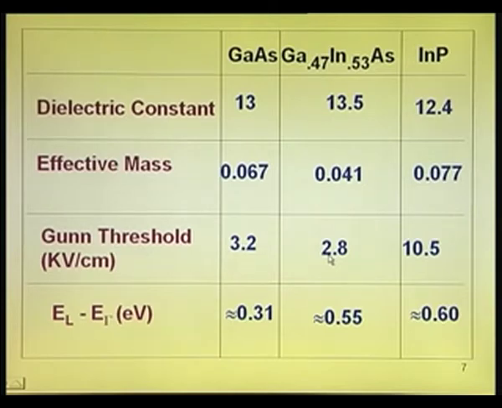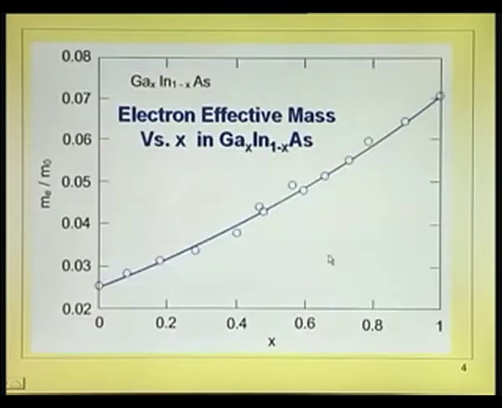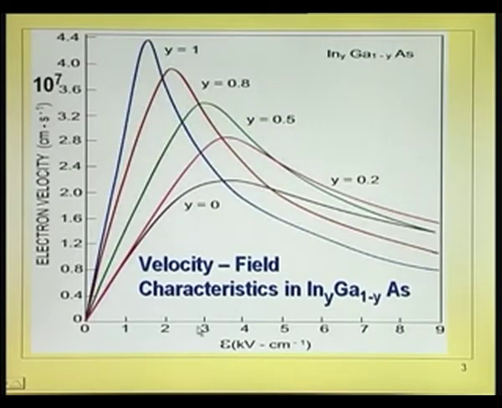If you see those curves which I have shown, just let me go back to that. See here, gallium arsenide, that is about 3.2, and indium gallium arsenide, the peak is to the left, that is about 2.8. More importantly, the velocity is higher compared to gallium arsenide.